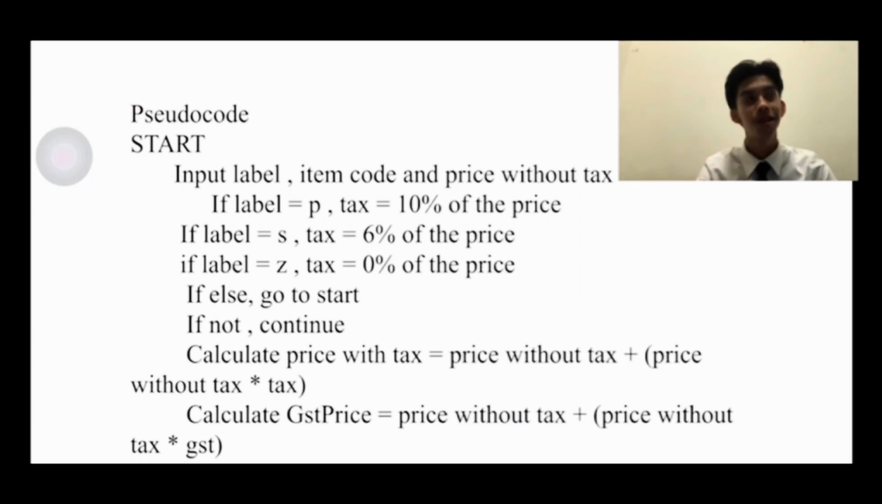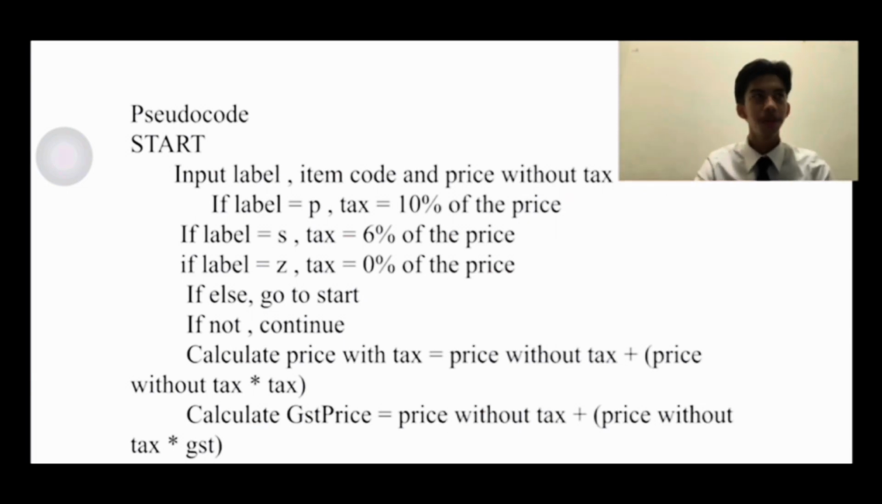And for the pseudo code, for the first, you have to start input label, item code, and price without tax. If label equal P, tax is equal 10% of the price. If label is S, then the tax is 6% of the price. If label is Z, there is 0 tax. If else, go to start.